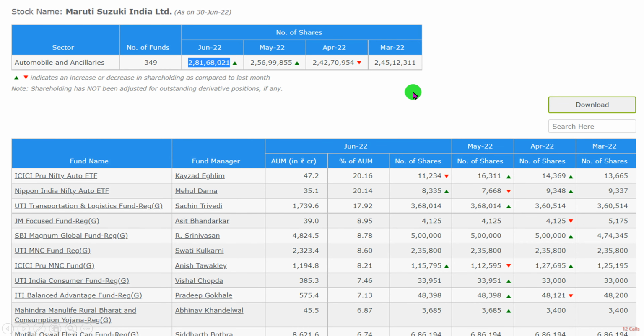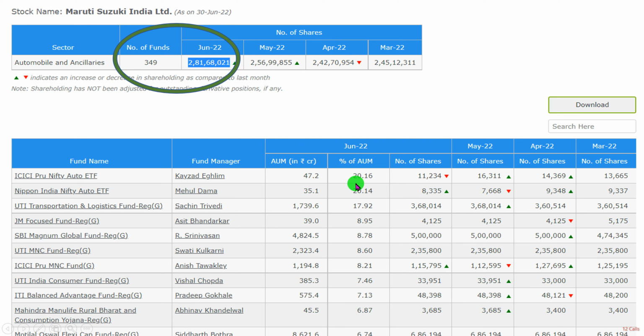Next we'll look into fundamentals. I will only cover the mutual fund holding. So here we can see in March it was somewhere around 2.45 and then in June it went to 2.81, so it's continuously increasing. Also, we see around 350, 349, 350, a very big number of mutual fund schemes holding this particular company.